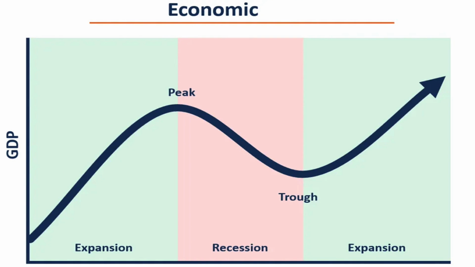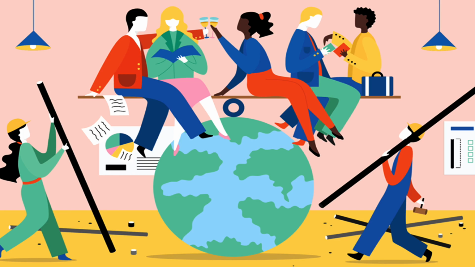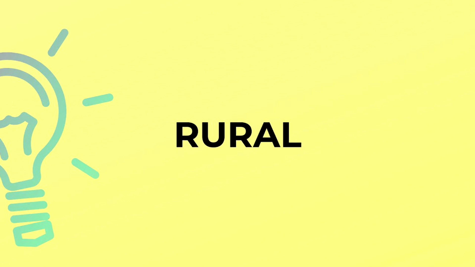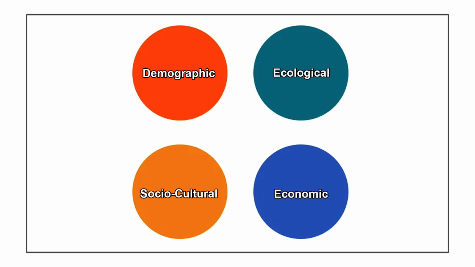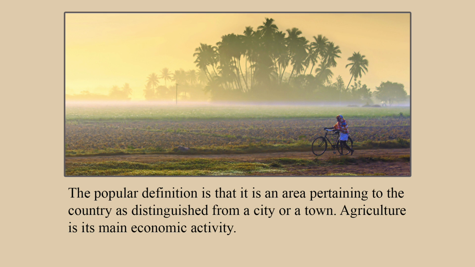Further, we find that historical experiences of human society show changes in economic life over a period of time, which is accompanied by changes in society as a whole. We have therefore taken a historical perspective to describe rural economy in India. Let us first define the term rural. Such criteria as demographic, economic, ecological and socio-cultural are used to identify what is rural. The popular definition is that it is an area pertaining to the country as distinguished from a city or a town. Agriculture is its main economic activity.